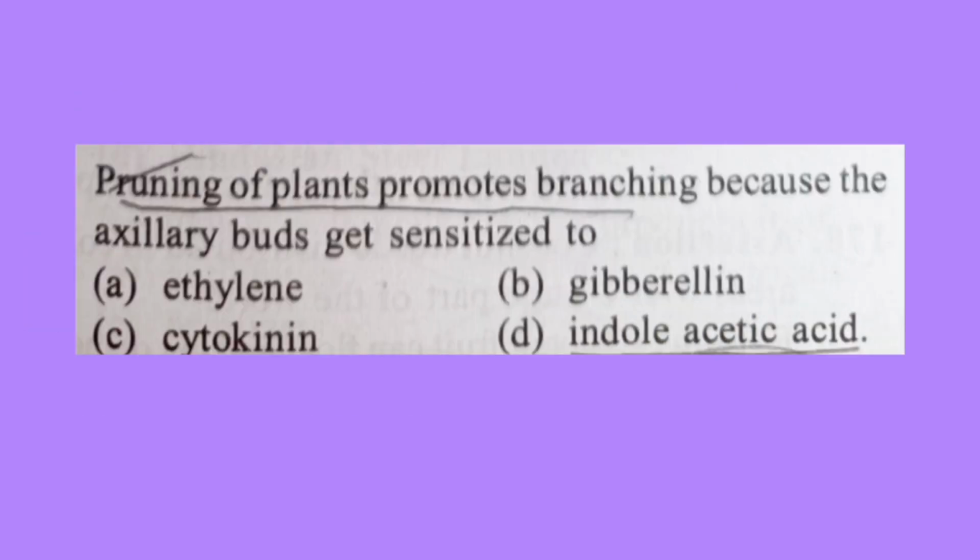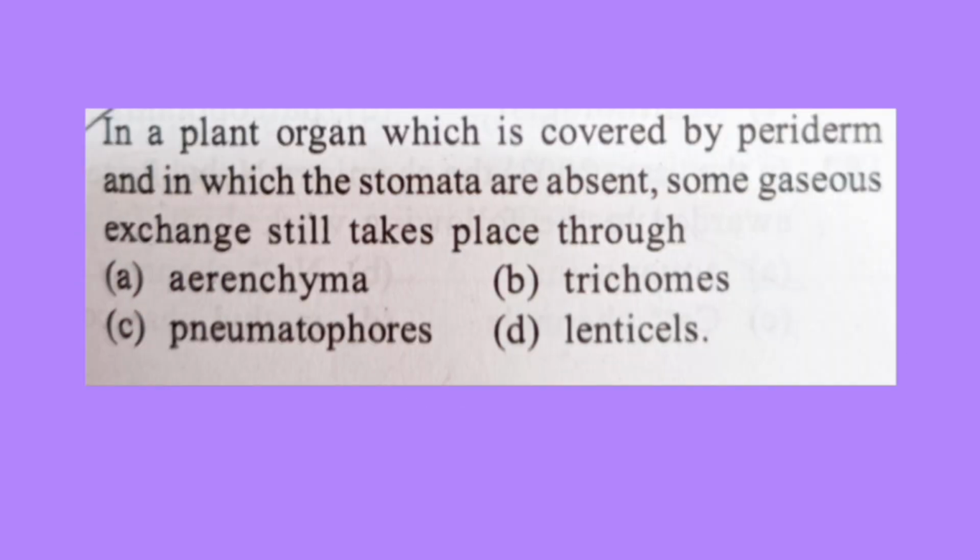Pruning of plants promotes branching because the axillary buds get sensitized to? So the correct answer is option D, indole acetic acid, that is IAA. Plant organ which is covered by periderm and in which the stomata are absent, some gaseous exchange still takes place through? So the correct answer is option D, lenticels.